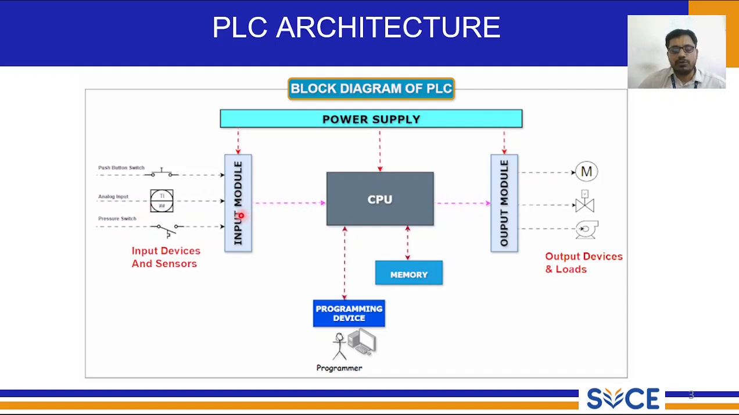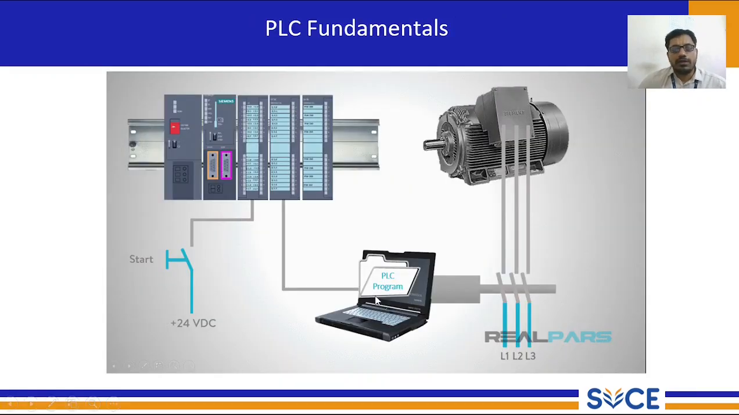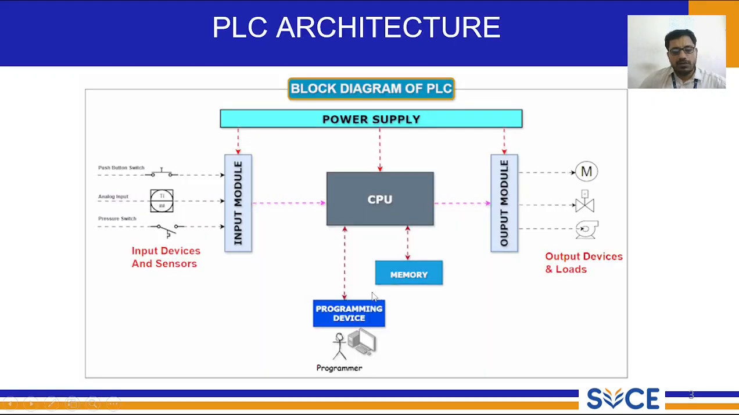So from this input module, the data is fed into the central processing unit. The central processing unit is where you have the memory, where the instructions are stored. Here, all of us have to remember one thing. PLC needs a device to externally program the instructions and then store them in the memory. For this, a desktop is very useful.